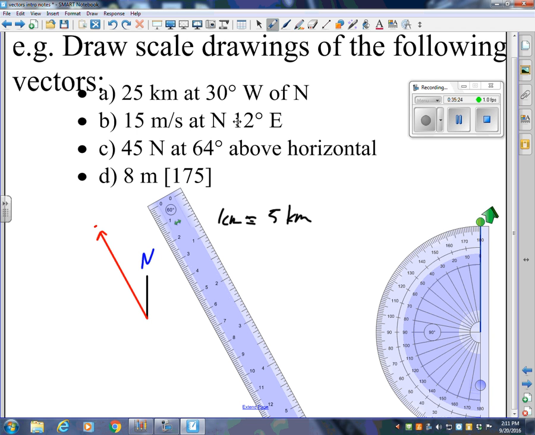Try these, please, for tomorrow. I'm going to show you the answers tomorrow. Hold on, don't pack up. I got to give you a couple hints. Notice that part C says 45 N. Does the N stand for north? No. Newtons. Above the horizontal. It doesn't matter whether it's left or right. Try those 3 for tomorrow, please. B, C, and D.